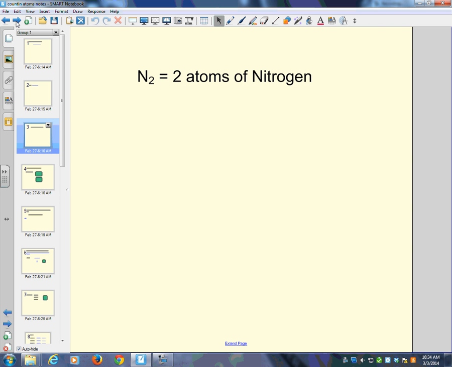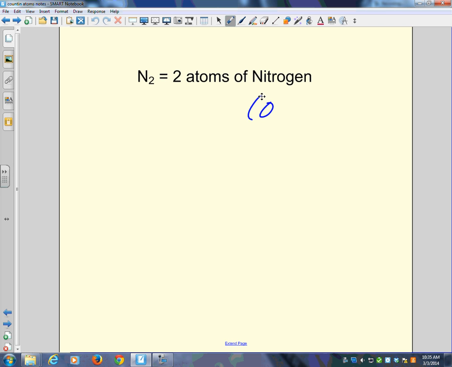Ionic, remember, is between what? Ionic bonds are between non-metals? Are they? Ionic bonds are between a metal over here and a non-metal over here, right? So this is a covalent bond, right? Sharing of atoms. N2 is a gas. It's one of those diatomic gases.